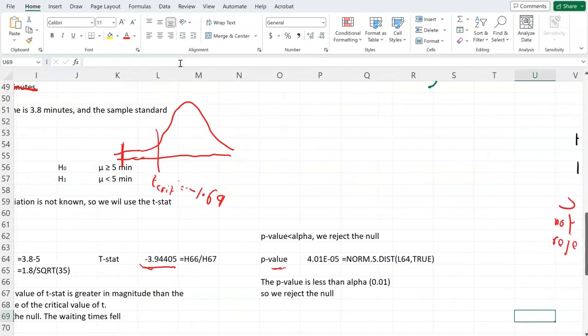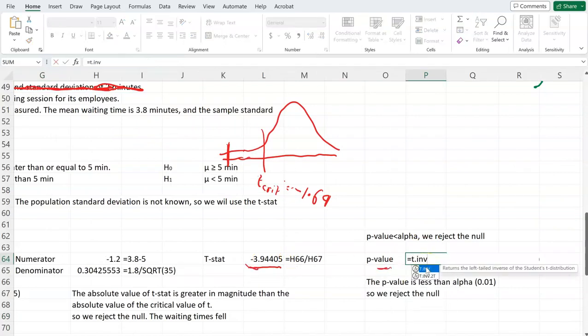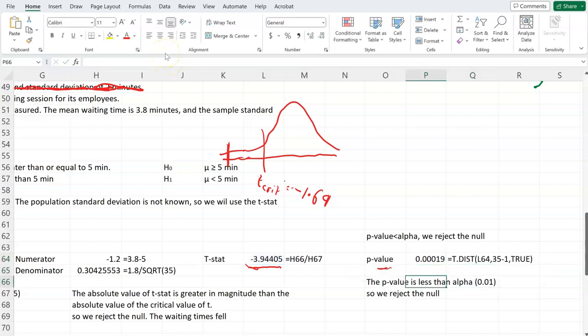Now, if I were to do the p-values for that, we would have the same answer. The p-value here would be of this t-stat, which would be, actually, sorry, it would be t.dist: x, comma, the degrees of freedom will be 35 minus 1, and cumulative is true. And we compare this to the alpha value. So my alpha is 0.05. So the p-value is less than alpha. And so therefore we reject the null.